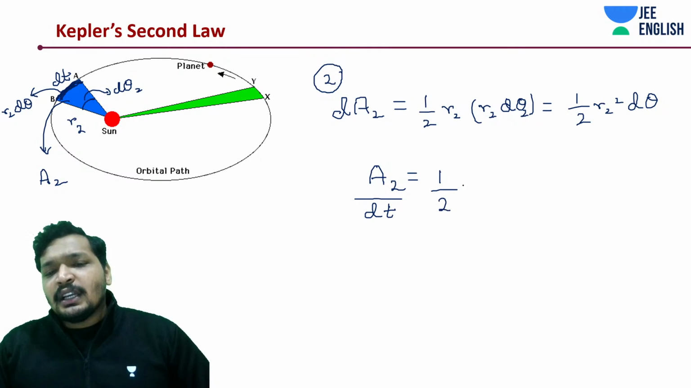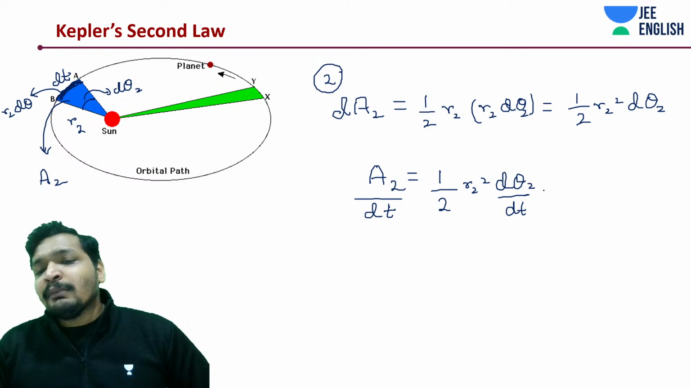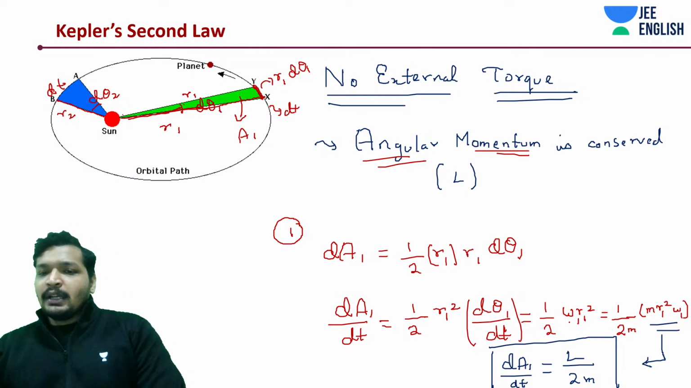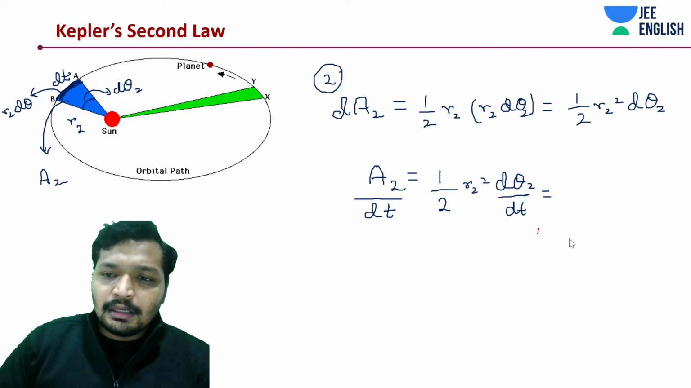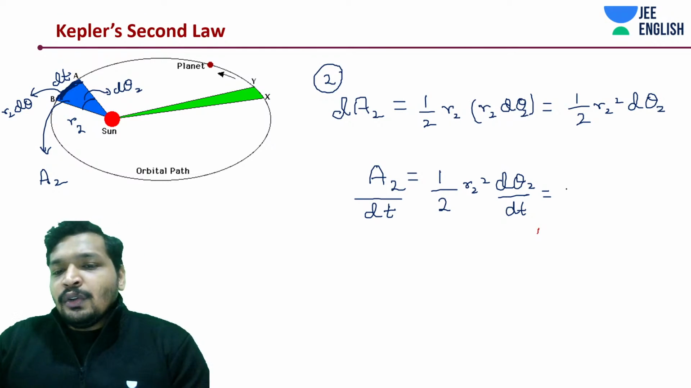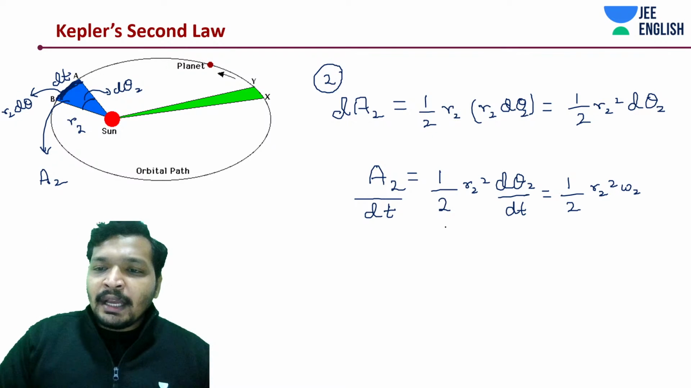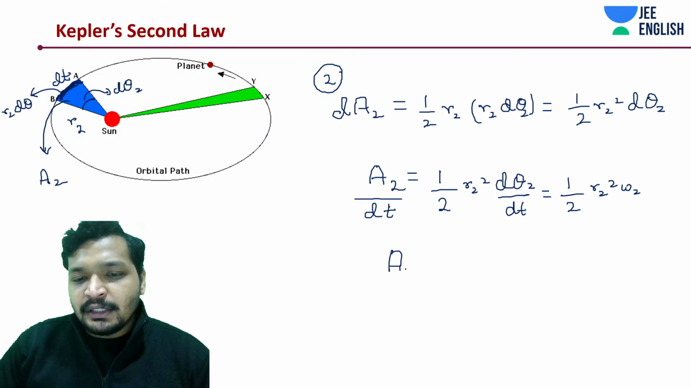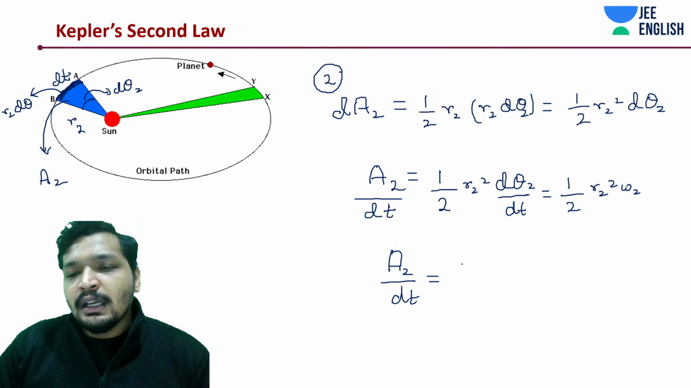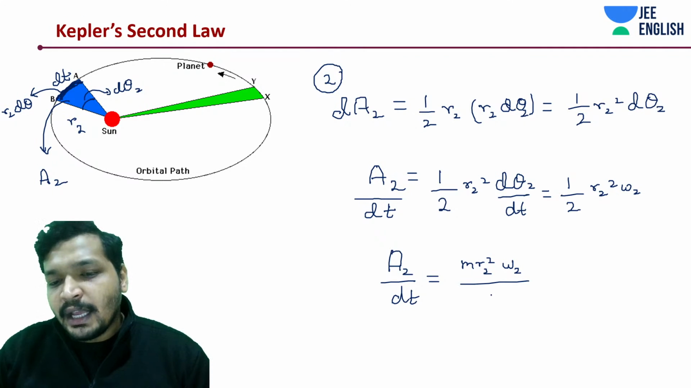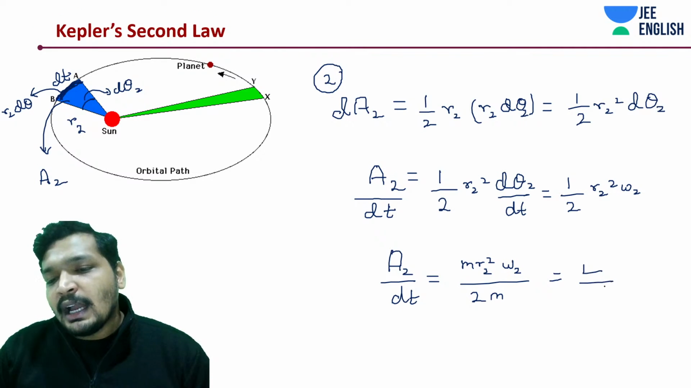So this is going to be R2 square d theta 2 by dt. This is some omega 2. Here it was omega 1, because omega is going to be different, isn't it? Yes. So this is R2 square omega 2. Now we have to do the same old thing. We multiply with m on the numerator and m on the denominator. We will have m R2 square omega 2 divided by 2m. This is going to be angular momentum by 2m.